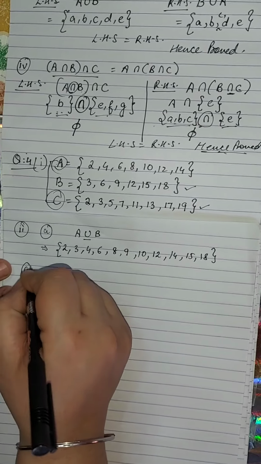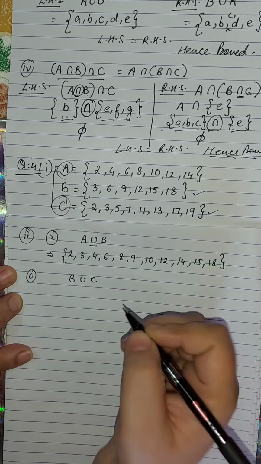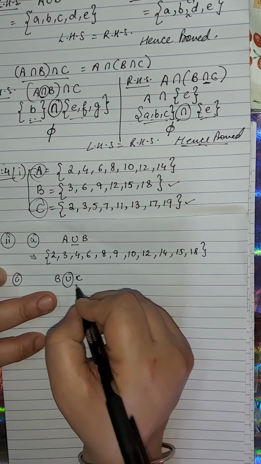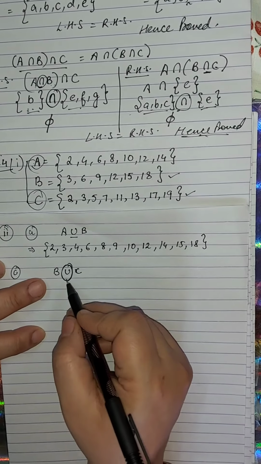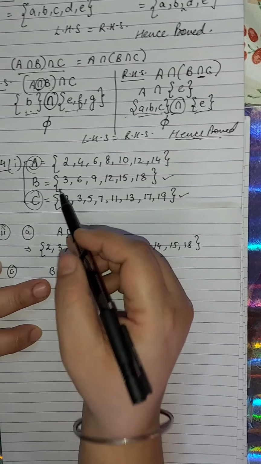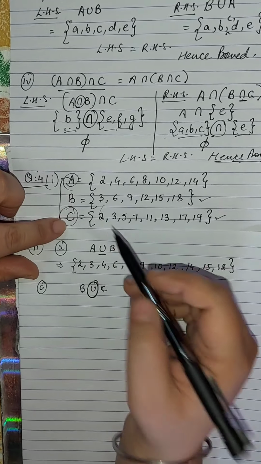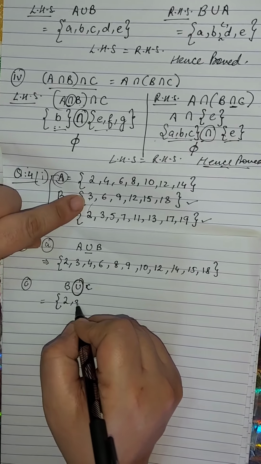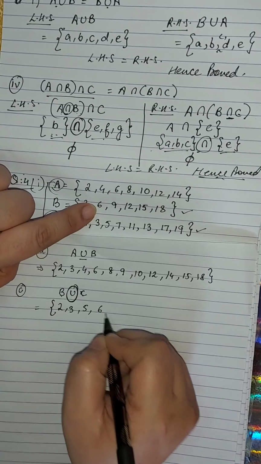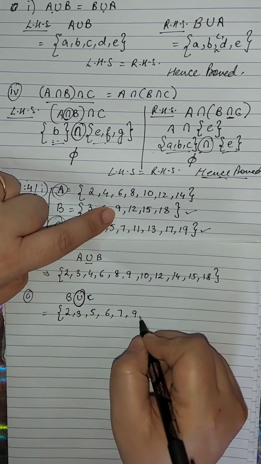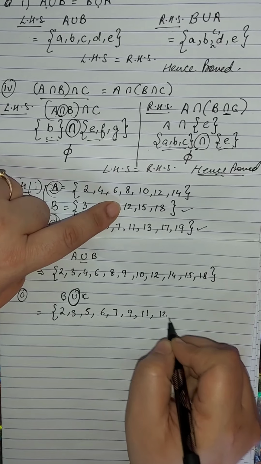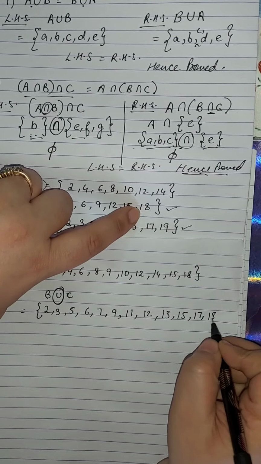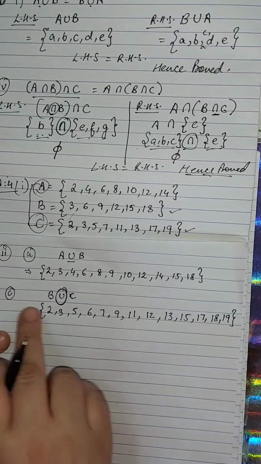Similarly, if we take C part, B union C. In B union C, we have to find the union. It means we have to combine B and C set. B और C set को combine करना है, these two sets. So taking in ascending order only, we will take the elements 2, 3, 5, 6, 7, 9, 11, 12, 13, 15, 17, 18 and 19. So this is B union C.